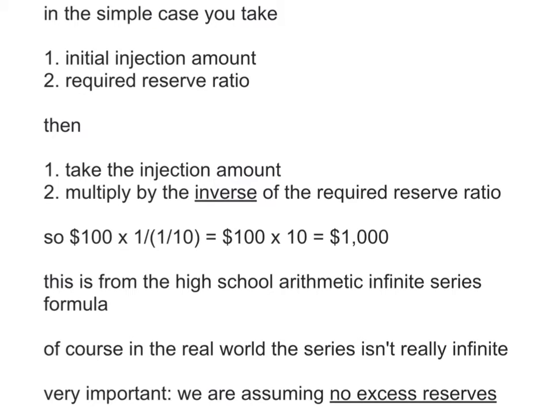So the formula works this way. You take the injection amount, $100 of new money created by the Fed, you multiply that by the inverse of the required reserve ratio. Required reserve ratio is 1 over 10. The inverse of 1 over 10 is 10. You multiply that by the initial injection amount. $100 times 1 over 1 over 10 is equal to $100 times 10 equals $1,000. This is the most simple example of using a formula for money multiplication.